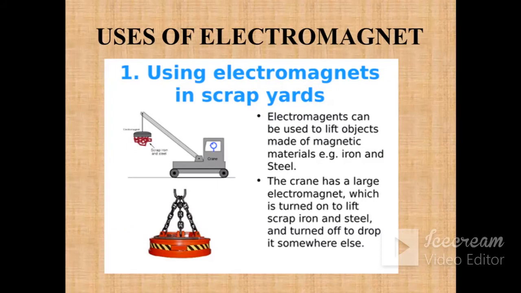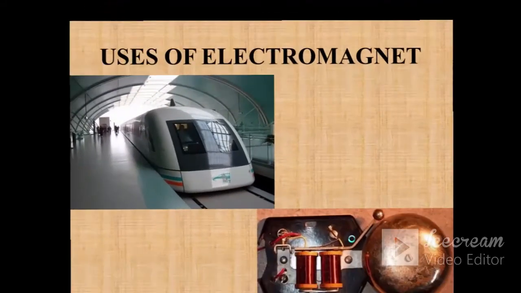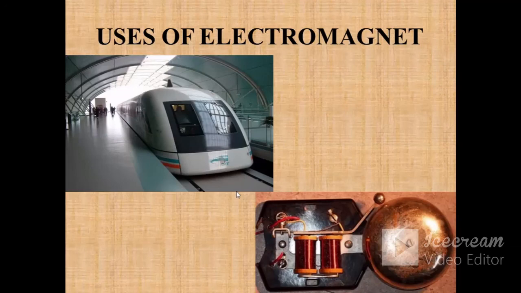Like here you can see, it is used in scrap yards to lift objects made of iron and steel. This crane is a large electromagnet which is turned on to lift scrap iron and steel and turned off to drop it somewhere else. In the maglev it is used like the high speed trains, and in the electric bell also it is used.